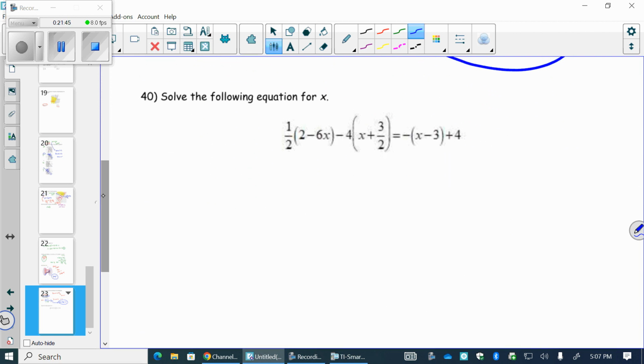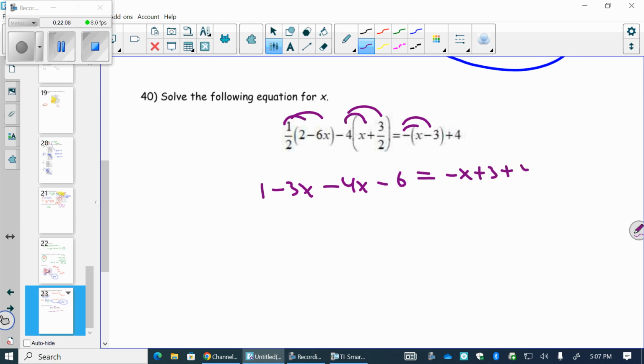Finally, we're going to solve this for x. To do that, you're going to use the distributive property. So we multiply here, you would get 1 minus 3x. Here, you're multiplying by -4, -4x. And then -4 times 3/2 is -6. Over here, you have to distribute a negative, so it becomes -x plus 3 plus 4. Wow, that's a lot of stuff.